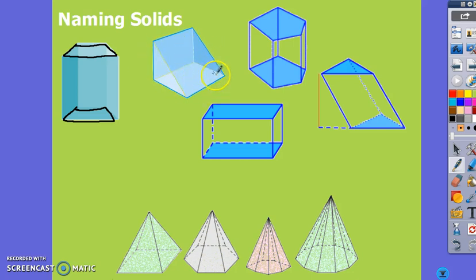So on this one, you might be tempted to call this a rectangle on the bottom. This one's actually just tipped over. Remember, you need to find the 2 congruent bases.